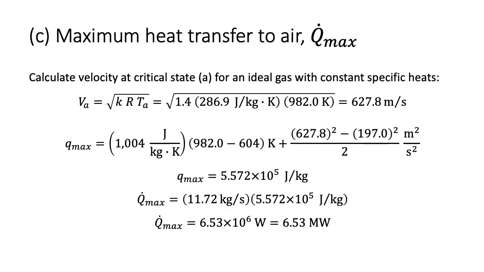For part C, calculate the maximum rate of heat transfer. This corresponds to choked flow with section 2 at the critical state A. Because we needed to calculate this reference state temperature for part B, we already know that it is 982 Kelvin. Using this value, we get that the velocity at the critical state A is 628 meters per second. Because the temperature and velocity are both much higher at the critical state A, we now get a much higher rate of heat transfer of 6.53 megawatts.